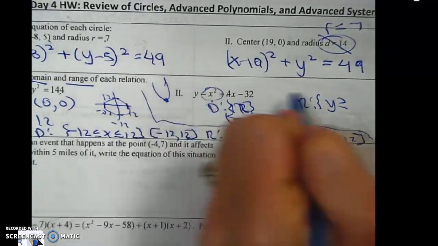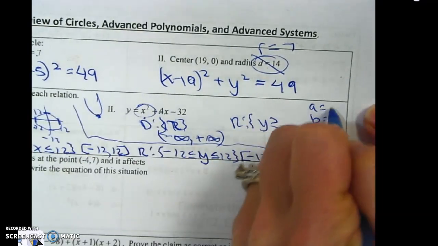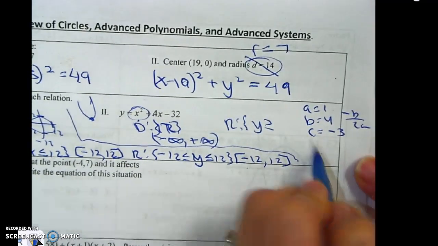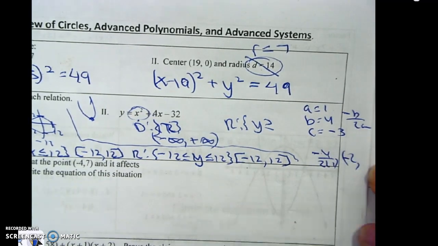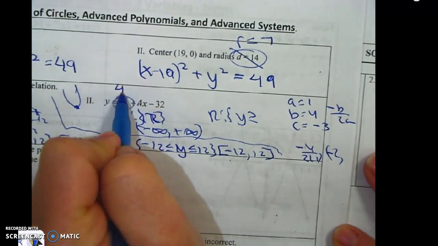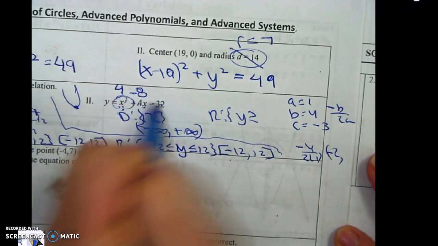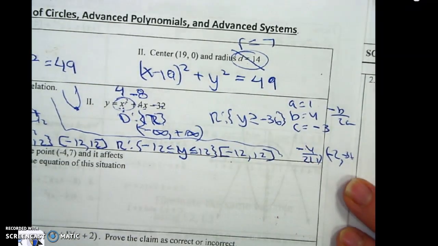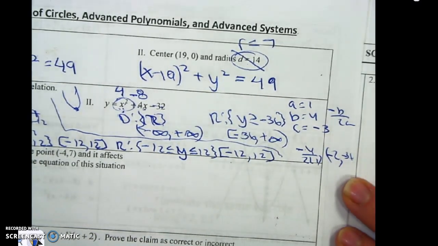So to get the vertex, you write, I'm going to put over here, A, B, C, 1, 4, and negative 32. The formula is negative B over 2A. So negative 4 over 2 times 1, which is negative 2. And then you plug negative 2 in here. Negative 2 squared is 4. 4 times negative 2 is negative 8. 4 minus 8 is negative 4. Minus 32 is negative 36. So since we're talking about the range, it's the y value. Negative 36, positive infinity.